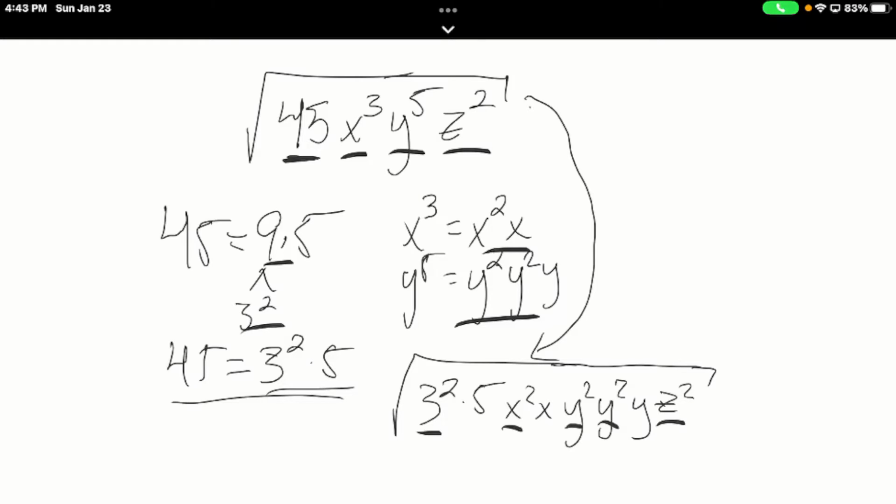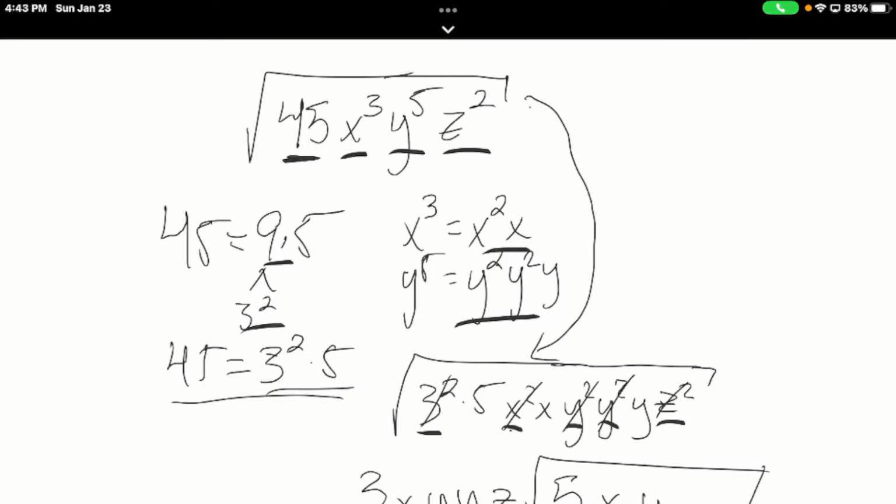Okay, so in a sense, I square root the 3 squared, so I bring the 3 out front. I square root the x squared, so I bring an x out. I square root the y squared, I get a y out. I square root the other y squared, I get another y. I square root the z squared, I get z outside. What all is left inside? I have a 5 in there, I've got an x in there, and I have a y in there.